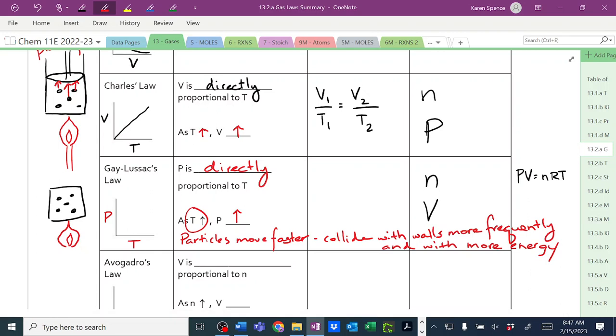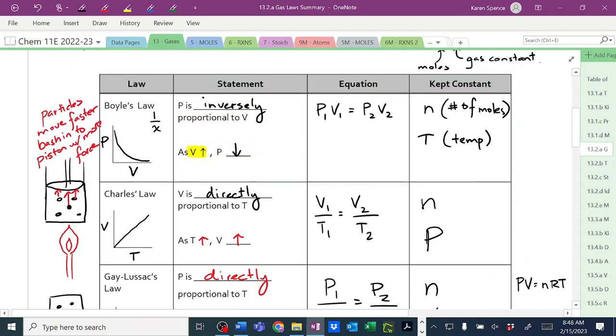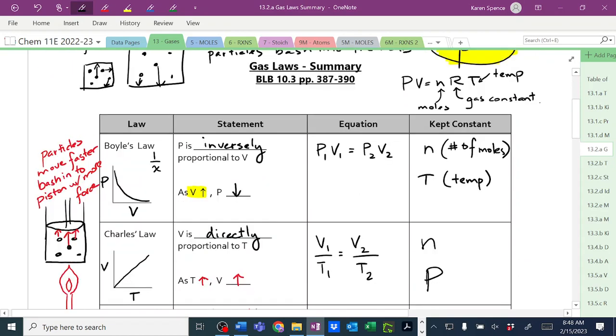What is that law going to look like? P1 over T1 equals P2 over T2. And what you'll notice is when you have a direct relationship, the two variables are one over the other, okay? And when you have an inverse relationship, the two variables are right beside each other, because as one goes up, the other goes down. That's how they stay equal to one another, okay?